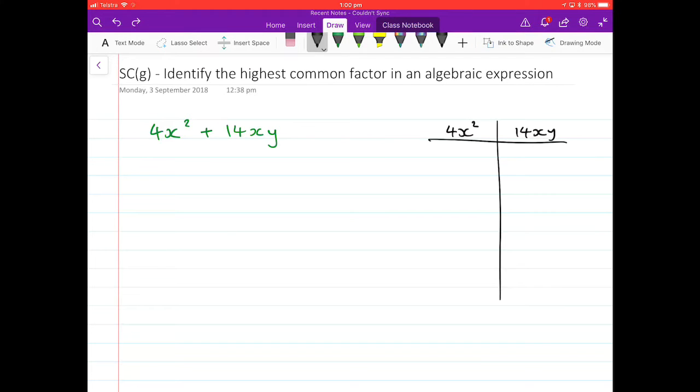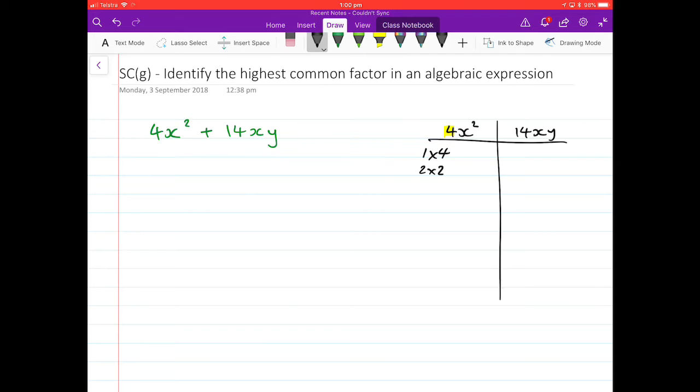So on the right-hand side, I've just taken each of those two terms and put them in two separate columns here. What we're going to do in each column now is list all the factors, all the different ways we can make 4x squared and 14xy. Now, we're going to start with this part at the front of our term, okay? And we are going to list all the different ways we can make 4. So I've got 1 times 4, and I've got 2 times 2. There aren't any other ways that we can make the number 4.